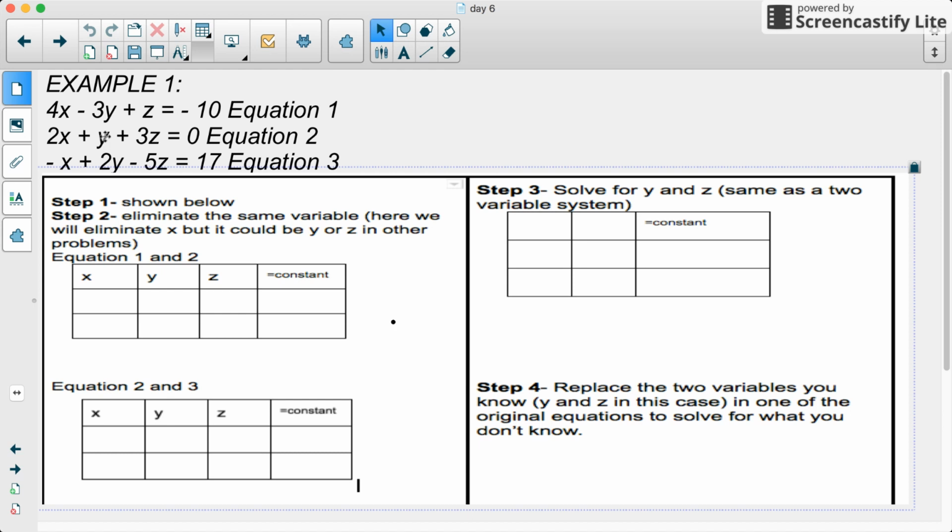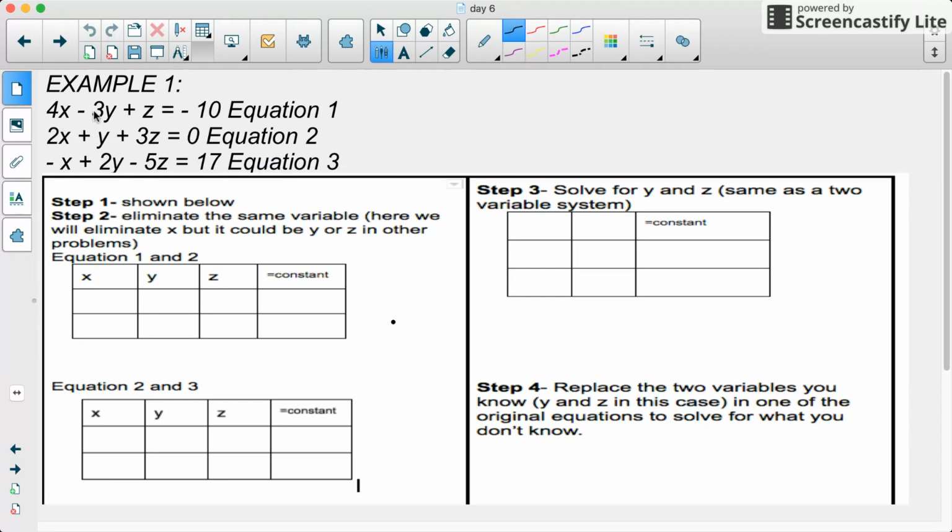All right, so we're solving systems of equations, and in this case, we're solving for 3 equations and 3 variables. In our example, we have 4x minus 3y plus z equals negative 10, and that's our equation 1, and 2x plus y plus 3z equals 0 as equation 2, and negative x plus 2y minus 5z equals 17 as equation 3. What we need to do is first cancel out or eliminate one variable, and it needs to be the same variable.